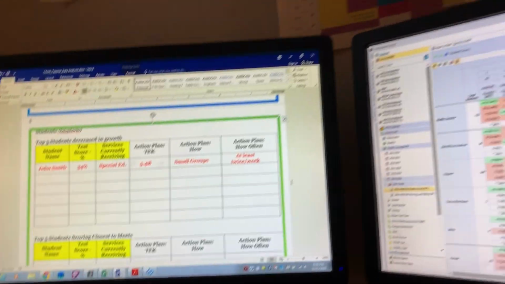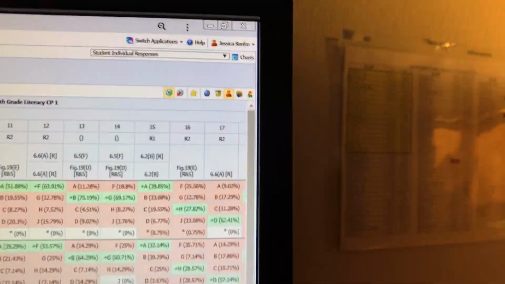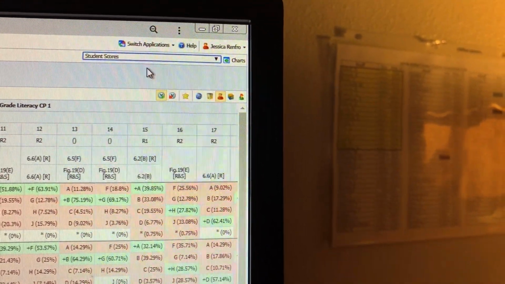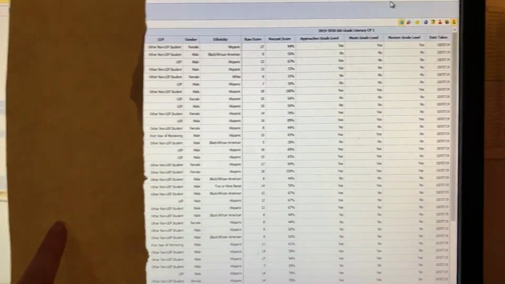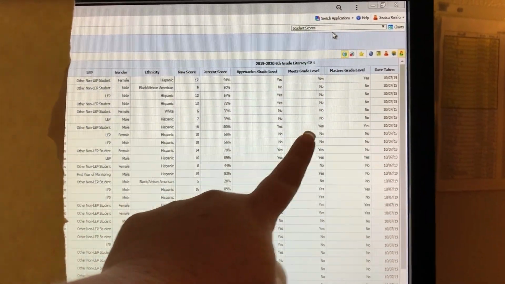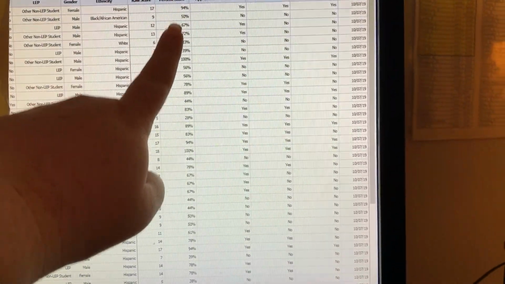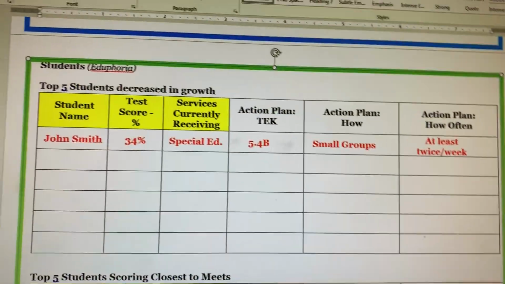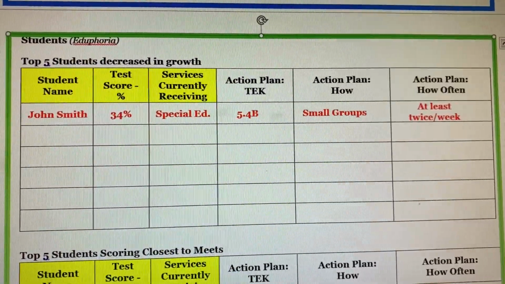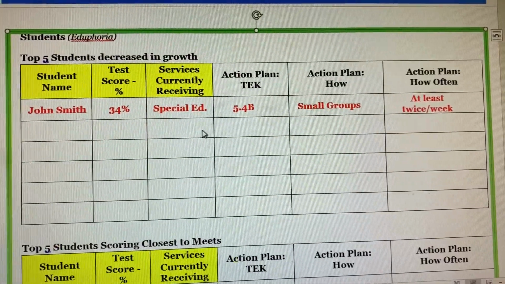Okay, so in order to find this information, I'm going to come back over here to Eduphoria, come up here to the top and go to student scores. Okay, put my little paper down so you can't see the students. So what this does is it shows my students, their ID number here, and then it shows you your approaches, meets, and masters. Okay, and then what score they actually got on the test. So I'm going to find the kids that have the lowest or the biggest drop from their STAR score to this checkpoint, and that's what's going in this top part right here. Okay, again, I'm only filling out the yellow part prior to PLC.